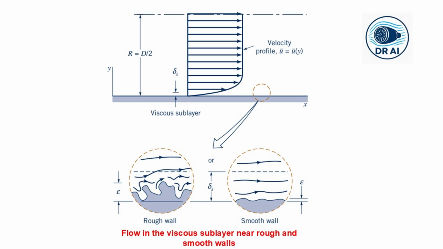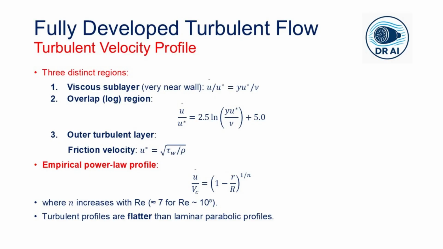As shown in this figure, if the roughness elements are buried within the sublayer, the pipe behaves as if it is hydraulically smooth. But if they poke through, they generate their own turbulence and increase the wall shear stress and pressure drop dramatically. This is why pipe roughness is a critical parameter in turbulent flow, where it had no effect in laminar flow. So, for quick practical calculations, engineers often use a simpler approximation, that is the power law velocity profile as represented over here.